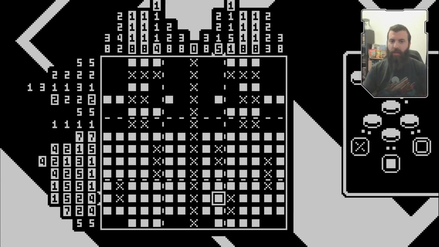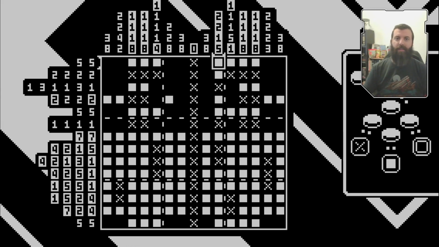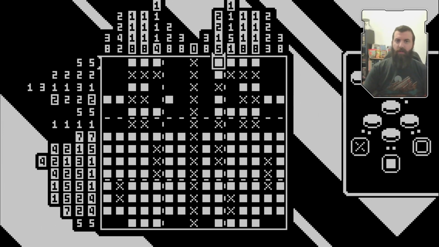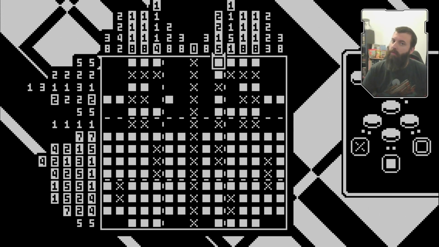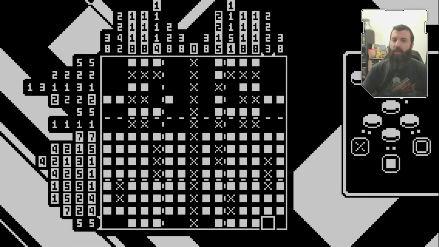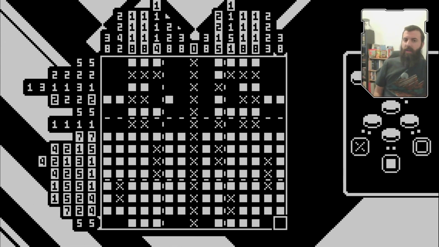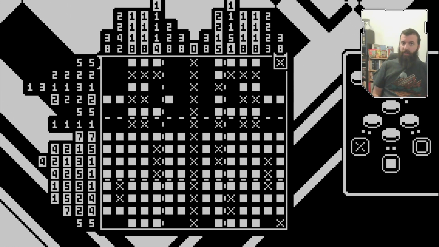The 5 has to be like that, which means that has to be the 1, which means that the 2 has to work out like that. That one's completely sorted. With that in place, we can start ruling out some corners. We know that the 5 down here couldn't reach to here, nor could this 5 up here reach to here.